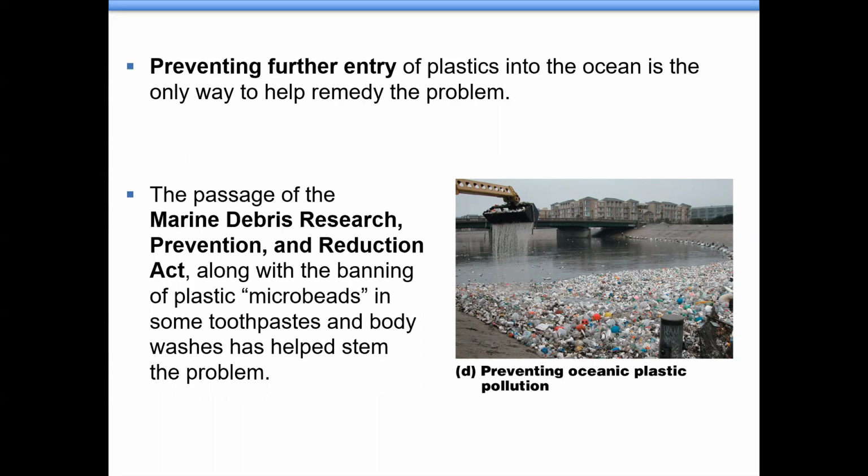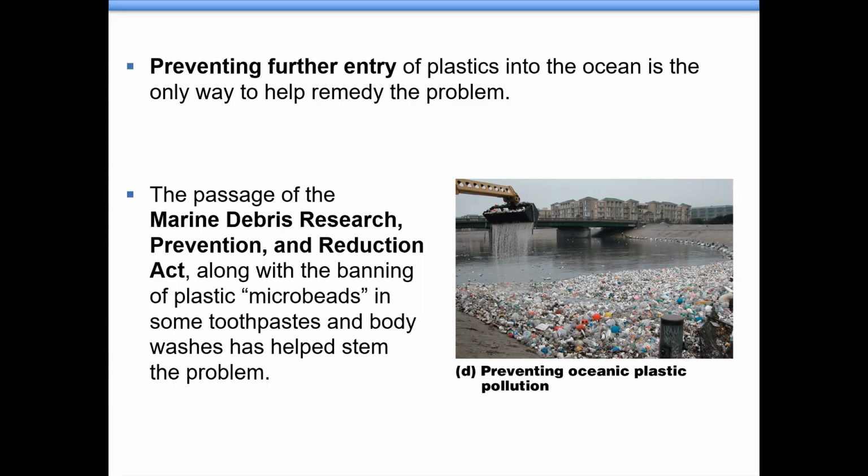So the only way for us to deal with this plastic problem at this point is to prevent any further entry of plastic into the ocean. And for us to do that, we really need to take a look at our lifestyle, how we are disposing of our plastic, how much plastic we're actually using, and remedy that situation. So single-use plastics, as the video just said, need to be eliminated. Things like single-use plastic bottles, plastic bags, there's no reason for us to need to use those at this point.